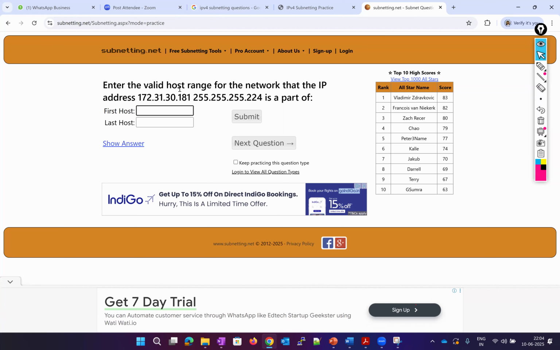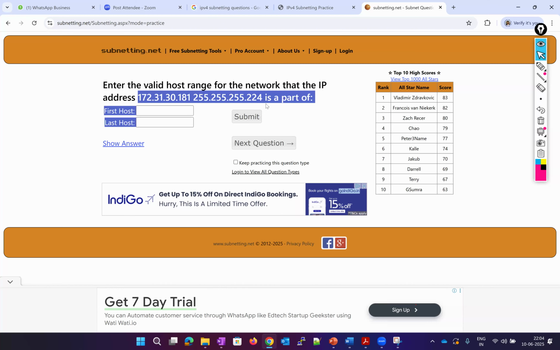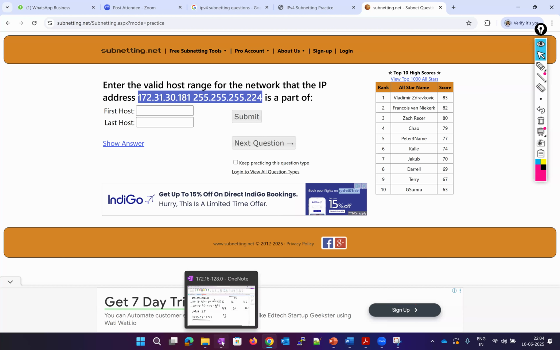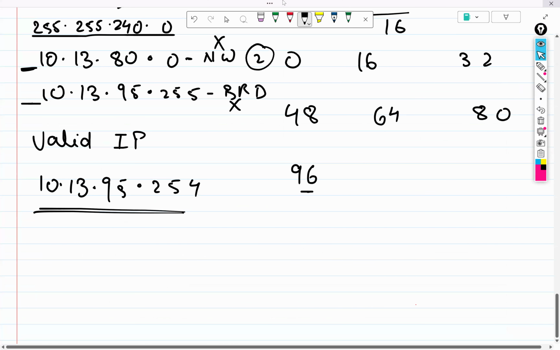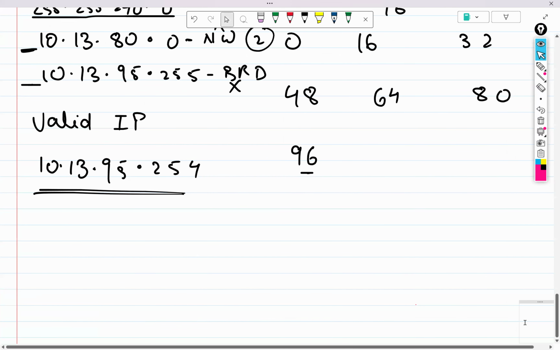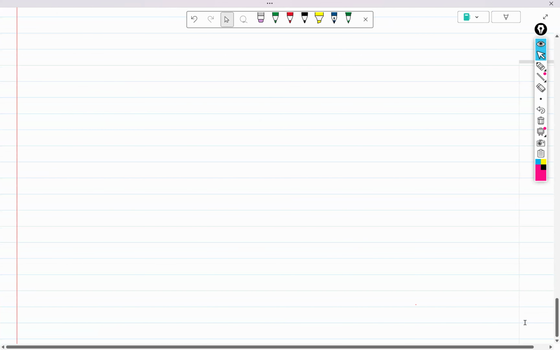So next is: enter the valid host range for the network that this IP address belongs to. Okay, so let's copy this. So we have to find out the IP address range. It's very simple. It is basically asking us to find out the network ID and broadcast ID with the valid IP address range. So network ID plus 1 is the first usable IP address. Broadcast ID minus 1 is the last usable IP address. That is what it is asking us.